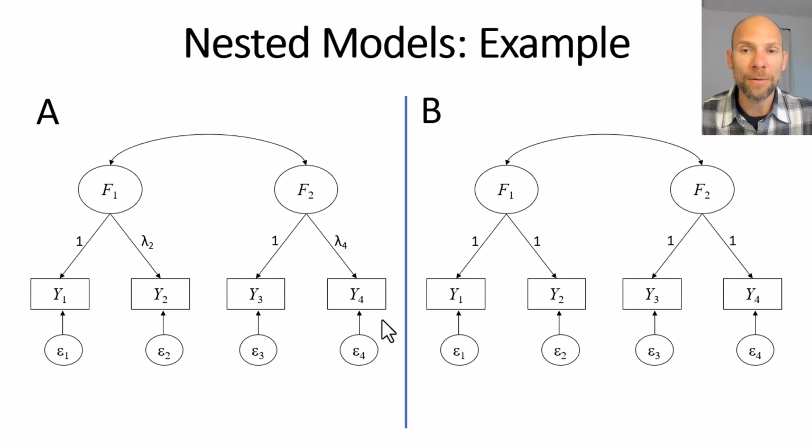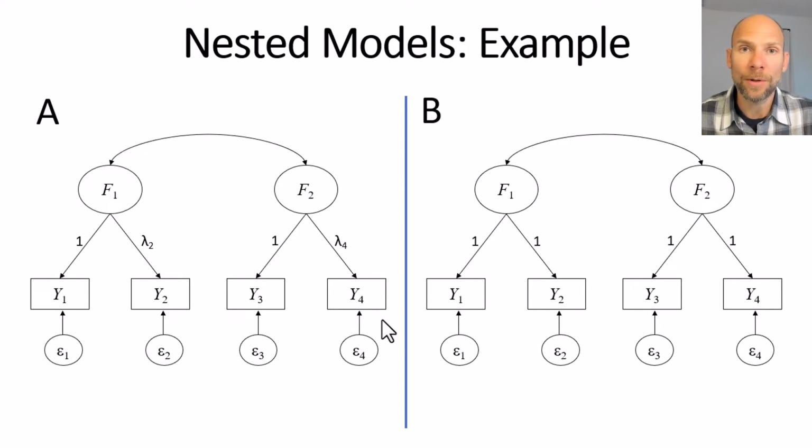And so whenever you have something like that, where one model has the same structure as another model, but has additional constraints, then those models are said to be nested. And then in many cases, those models can be compared to one another with a chi-square difference test. So what does that mean?